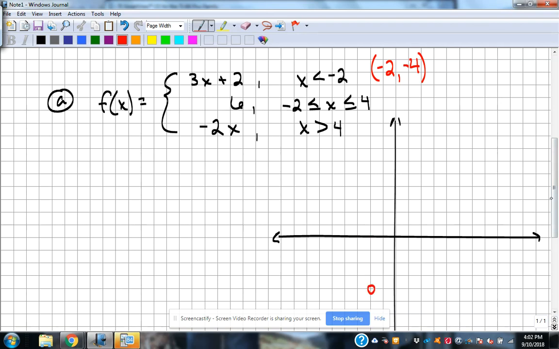We're going to put an open circle because it doesn't have the equal to mark. No equal to mark means open circle. If it has an equal to mark, we're going to put a filled in dot there. So for this one, it's an open circle, but it fits the equation 3x plus 2 for everything that's less than negative 2. So that means that direction.